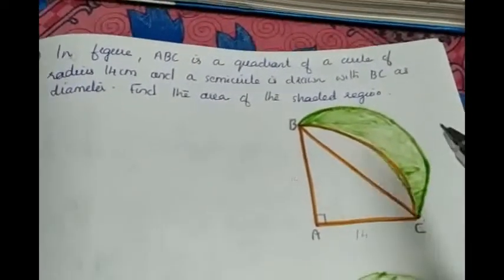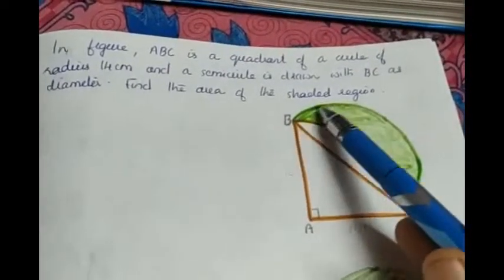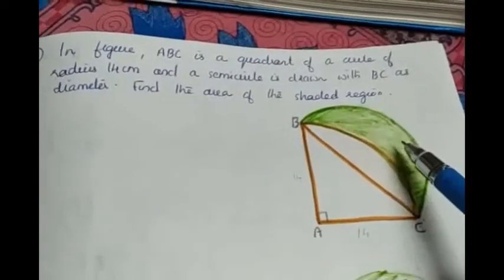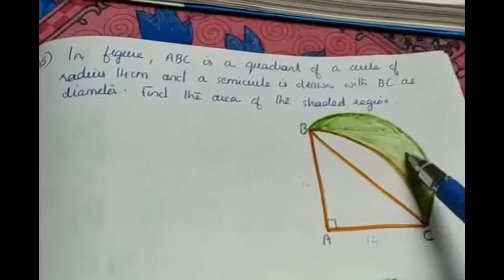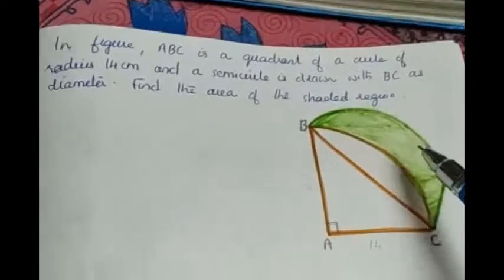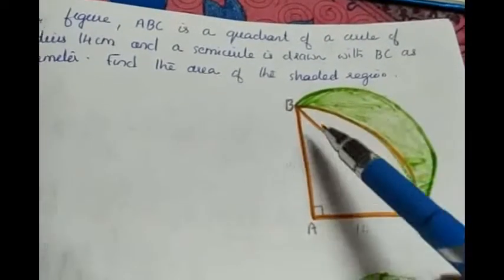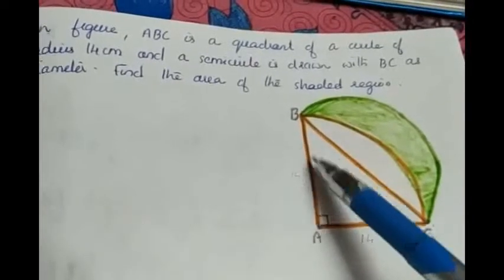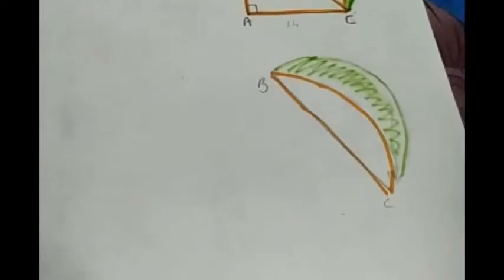And a semicircle is drawn with BC as diameter. We have to find the area of the shaded region. Okay, to find the area of the shaded region, can you guess what we can do? Actually, if I am cutting off AB and AC, what will be the rest portion? The rest portion looks like this, isn't it?